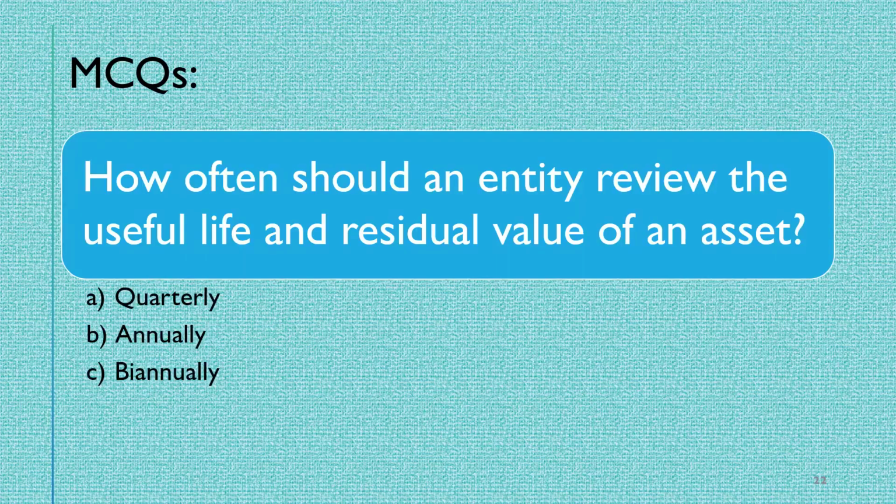Let's see the question answers. How often should an entity review the useful life and residual value of an asset? A. Quarterly, B. Annually, C. Biannually. And the correct answer is option B, annually.